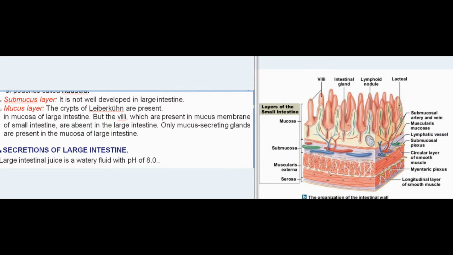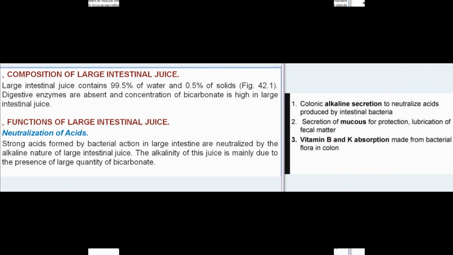Secretions of large intestine. Large intestinal juice is a watery fluid with pH of 8.0. Composition of large intestinal juice. Large intestinal juice contains 99.5% of water and 0.5% of solids, Fig 42.1. Digestive enzymes are absent and the concentration of bicarbonate is high in large intestinal juice.